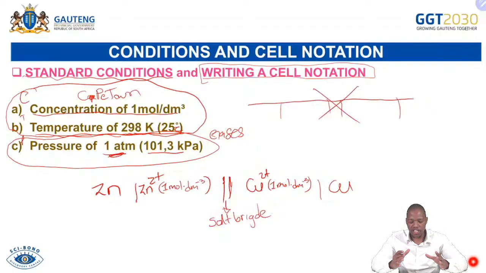And the cell notation gives a full story. That is why I started with the conditions, because one of the conditions is needed when you write a cell notation, the 1 mole per decicubic meter, but it's not necessary. I know that some teachers would say don't write it, and that's correct as well. Okay, so that's how you would write a cell notation. Right.